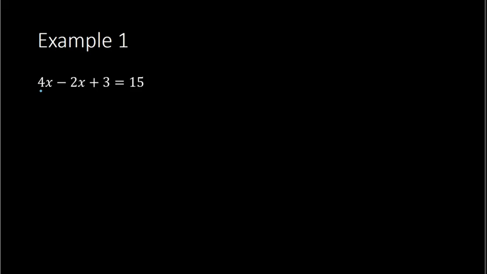So here we see 4x minus 2x. Okay, we want to combine those first before we do anything else. 4x minus 2x gives me 2x. Alright, so I have 2x plus 3 equals 15. Now remember, when you solve, you're doing reverse order of operations.